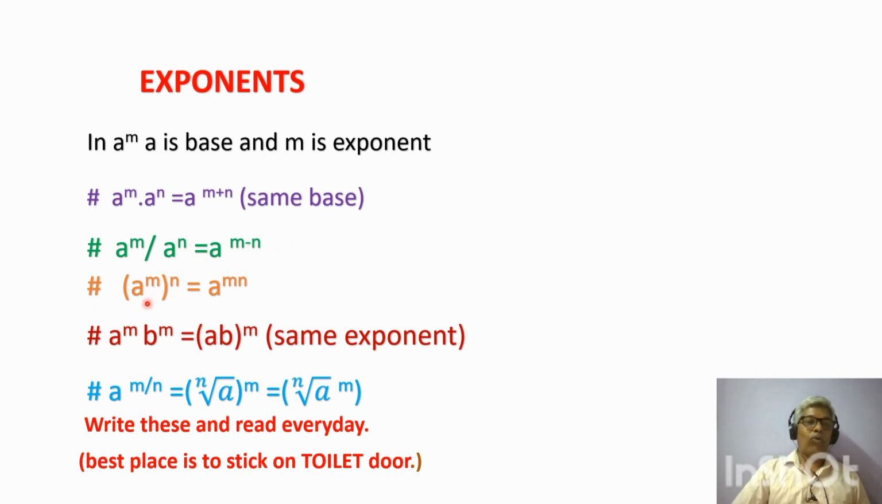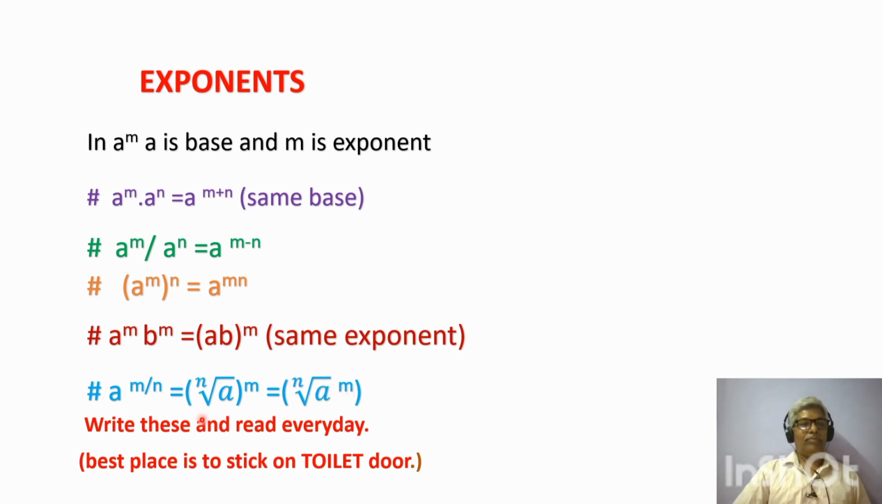A raised to m and whole raised to n is equal to a raised to m into n. So we multiply this. Another one is a raised to m into b raised to m is equal to ab the whole raised to m. That is, if exponents are same or powers are same, we can multiply this to the same power. Another one is very important, a raised to m upon n. N is in the denominator position, so we take nth root of a the whole raised to m, that is same equal to nth root of a raised to m.